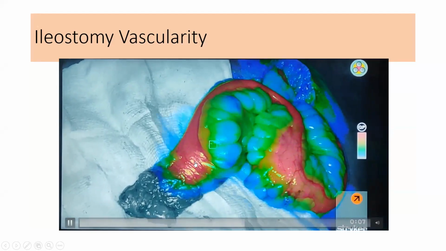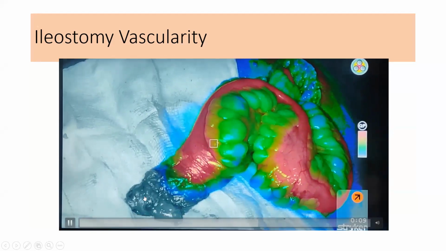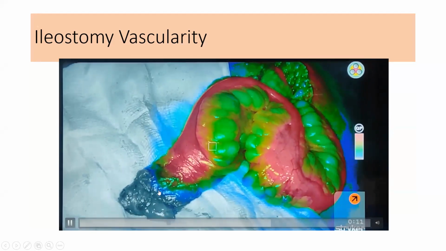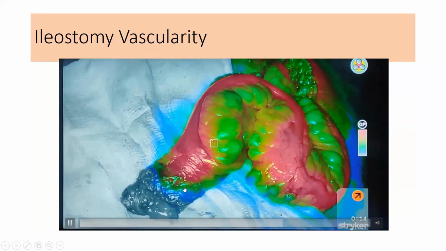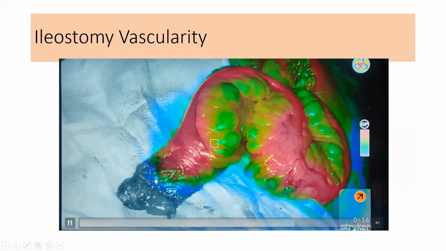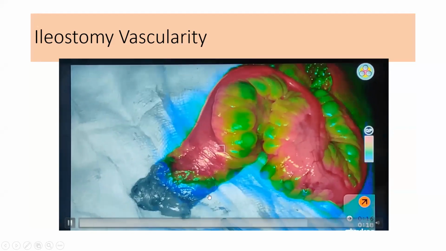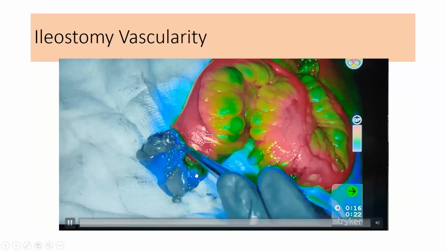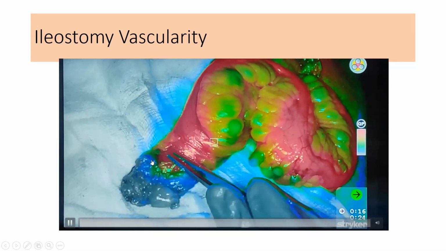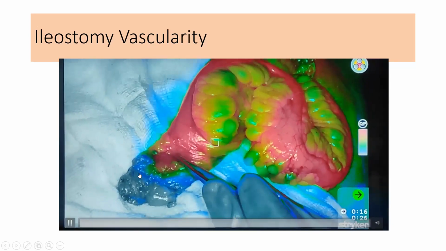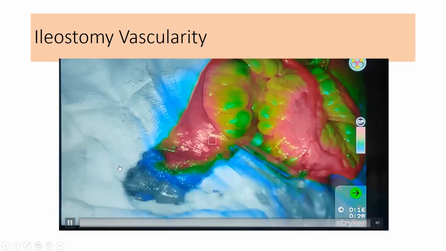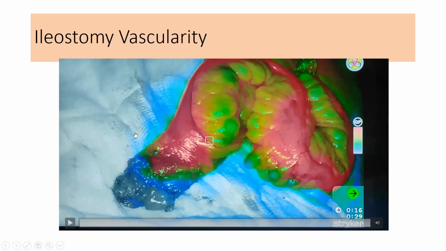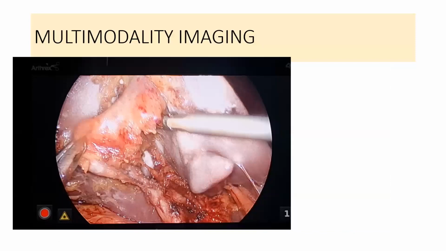Red is very good blood supply, black is zero blood supply, and in between are blue and green. Blue will tell you about 40% of the blood supply, and green around 60 to 70%. So here, if I had done the ileostomy, it would definitely have become gangrenous. So we have to resect it and refashion it, and therefore the further complication was avoided.